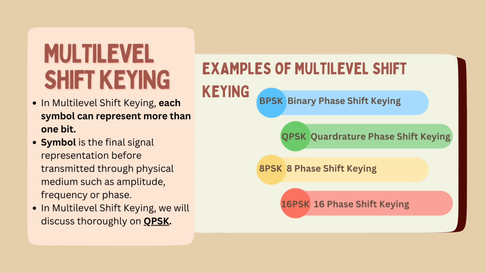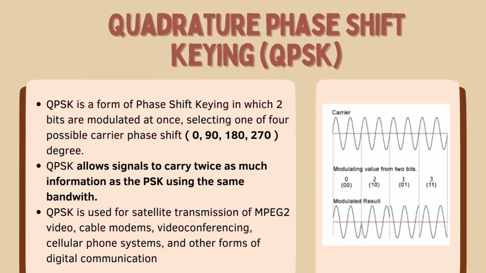combination of bits. There are a few examples of multi-level shift keying, which are binary phase shift keying, quadrature phase shift keying, 8-phase shift keying, and 16-phase shift keying. Next, we will be discussing quadrature phase shift keying.